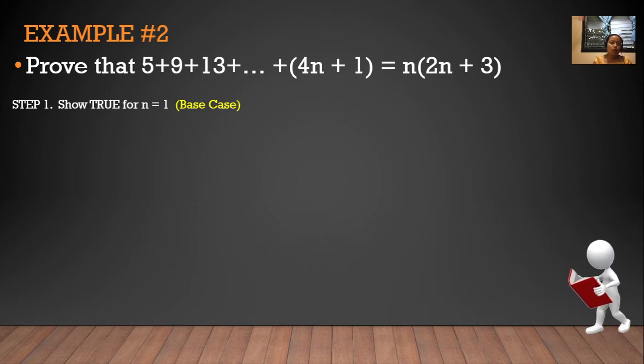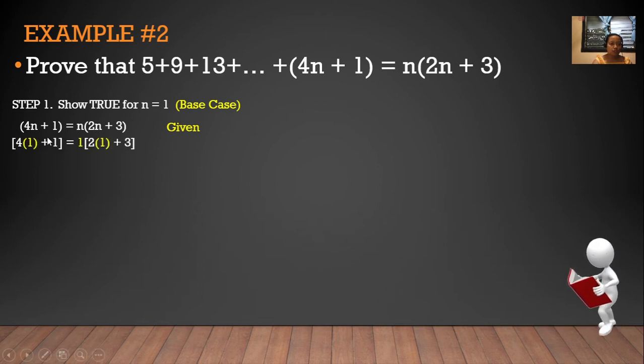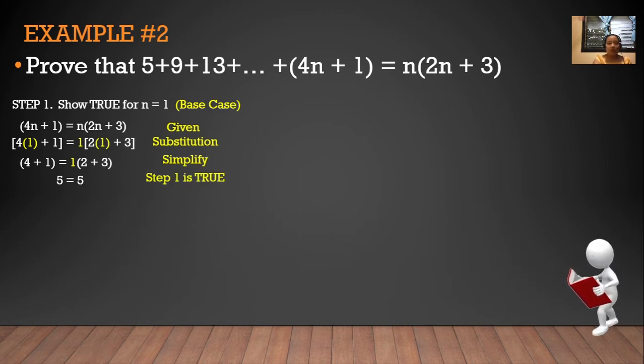For step 1, show true for n is equal to 1. So we are going to change the n into 1. Here it is, that's the given. We are going to substitute 1 to n. Okay, and then the next one is we are going to simplify. So to simplify, 4 plus 1 is equal to 5, 2 plus 3 is equal to 5. Step 1 is proven as true.